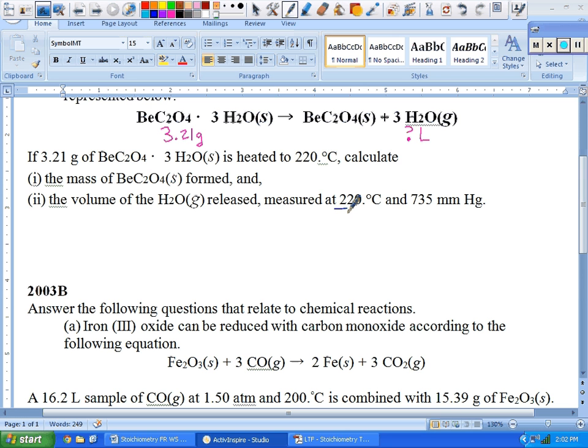Everybody recognize mmHg? mmHg, millimeters of mercury. Pressure, not millimoles of mercury, no. This is millimeters of mercury. Let me push you. They're asking you for a volume, and they've given you a temperature and a pressure. So they're asking me for a V, and they've given me a T and a P. See if you can figure that part out.